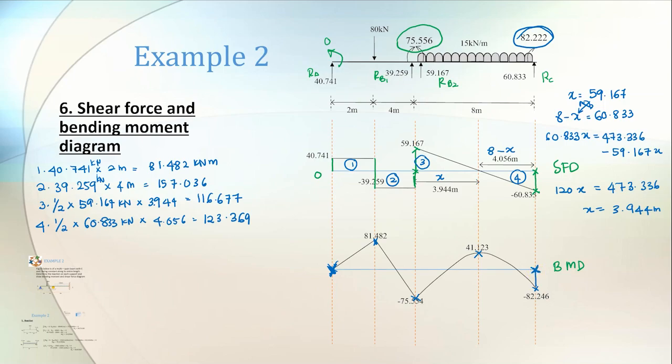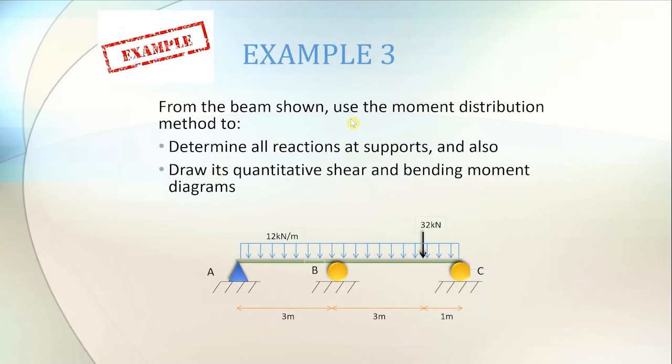Okay. So we are done with example number 2. Then we move to example number 3. From the beam shown, use the moment distribution method to determine all reactions at support and also draw the SFD and BMD again. This time, if you look at the figure here, the end supports are just pin and roller, so now no fixed support.